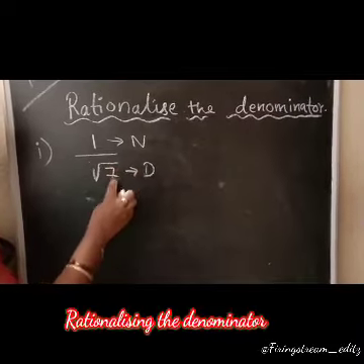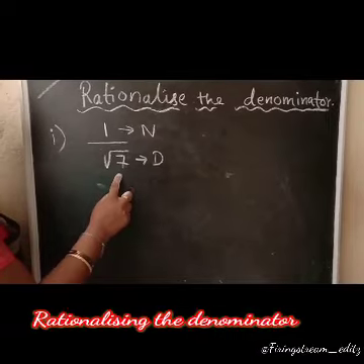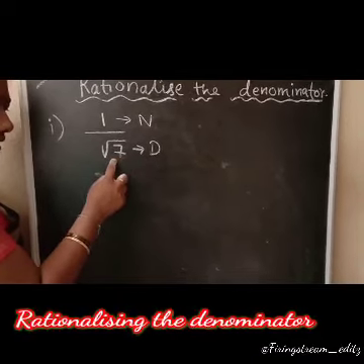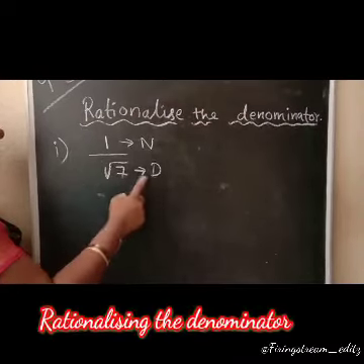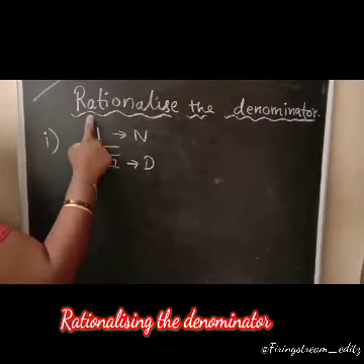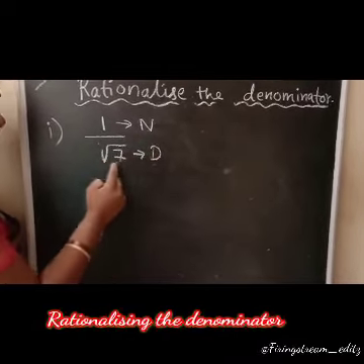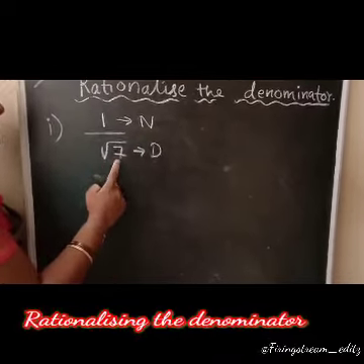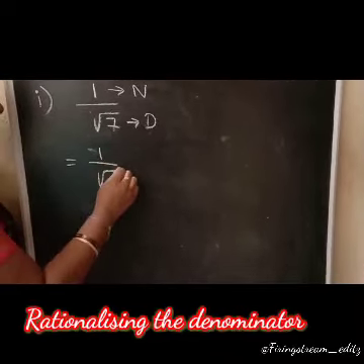But see, the square root of 7 is an irrational number. So this irrational number only we are going to change into a rational number. Since it is in the denominator, that's why the question is to rationalize the denominator. That means we should not write a square root of a number in the denominator. So, 1 divided by square root of 7.